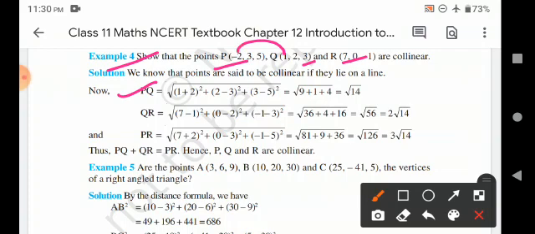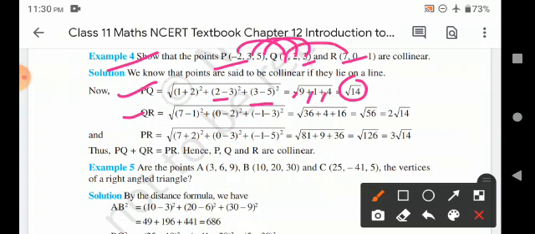That is the square root of x2 minus x1 the whole square plus y2 minus y1 the whole square. Minus of minus will be plus 2, plus 2 minus 3 the whole square, plus 3 minus 5 the whole square, which gives 9 plus 1 plus 4, which is equal to root 14. Similarly, we find the distance between QR.